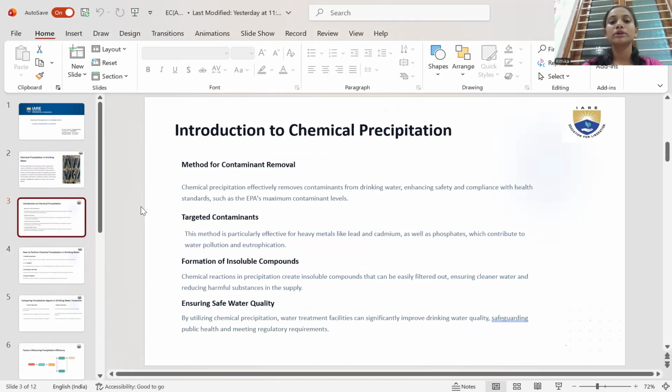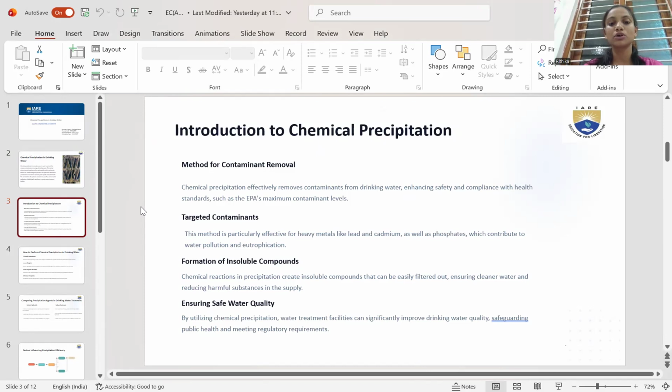Introduction to chemical precipitation. Methods for contaminant removal. Chemical precipitation effectively removes contaminants from the drinking water, enhancing safety and compliance with health standards, such as EPA's maximum contaminant levels. Targeted contaminants. This method is particularly effective for heavy metals like cadmium as well as lead, as well as phosphates, which contribute to water pollution and eutrophication.